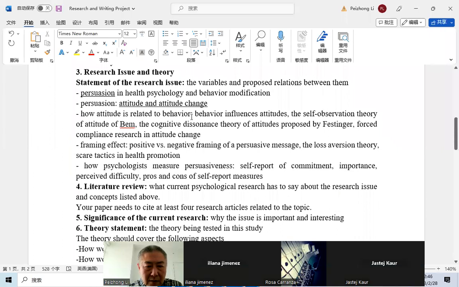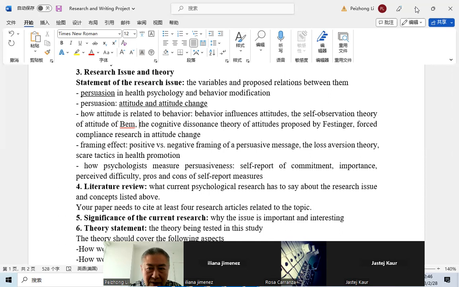All right, so you want to review the major theories in this area. And if you do a literature review on the social psychology of persuasion, you find out there are several important theories about persuasion. One theory is the Bem theory. Bem is a psychologist. He has a theory of self-observation. So his theory believes that what you do determines your attitude.